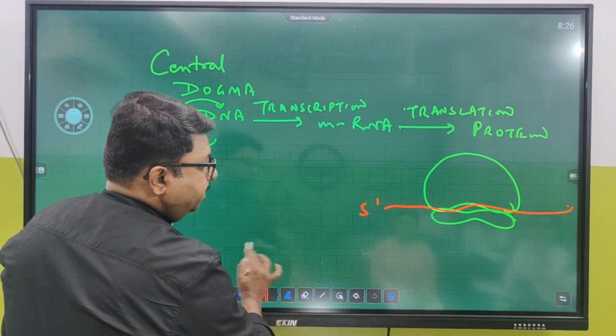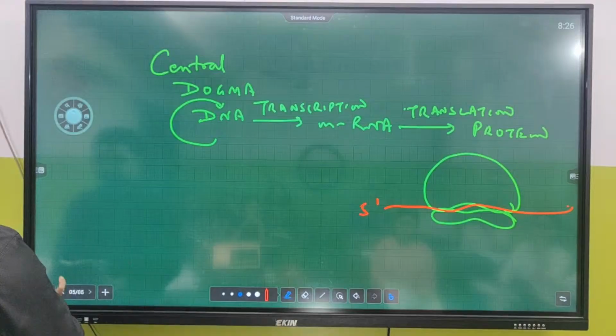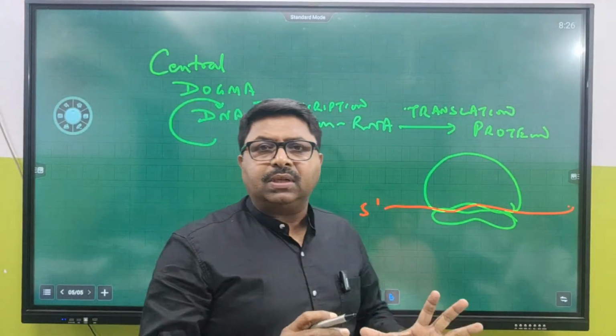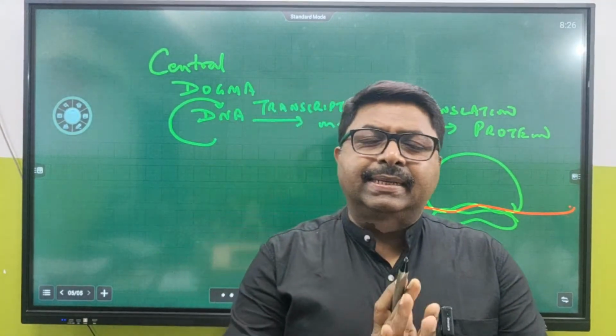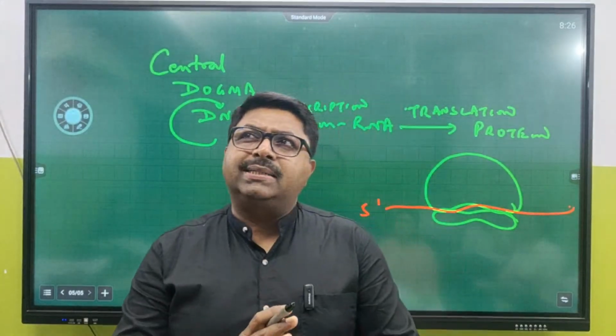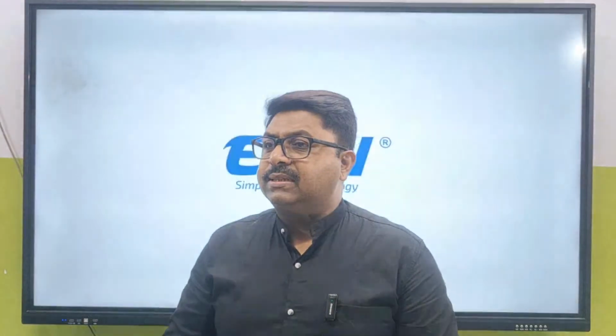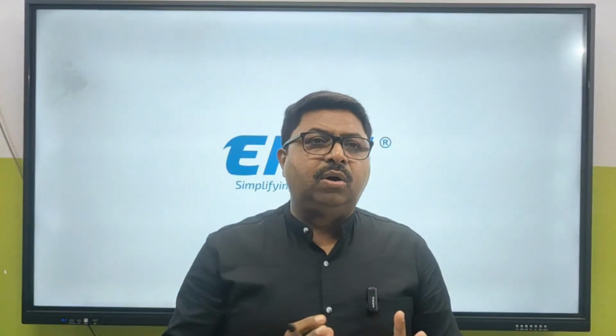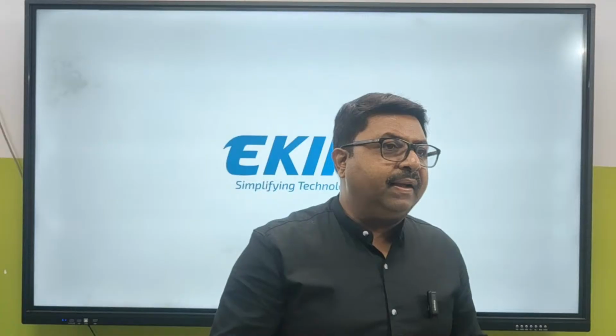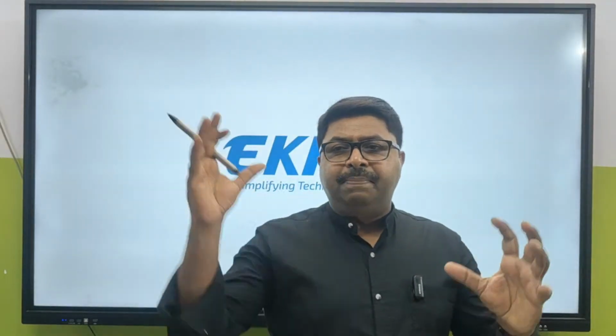P site and A site. There are two sites in the ribosome. What is the meaning of the term P site? Peptidyl site. And what is the A site called? Amino acid site.